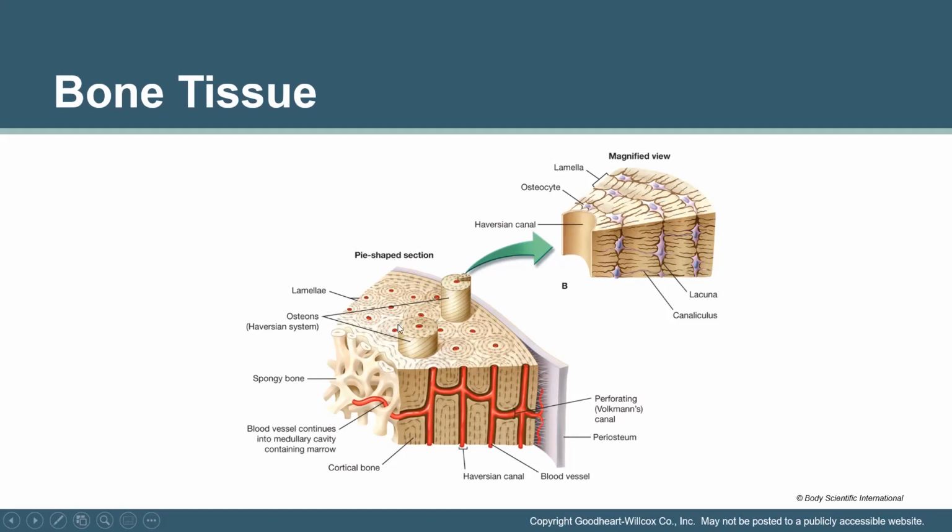These shapes within the cortical bone look like tree rings. These units are called osteons, and they have what's called a Haversian canal or Haversian system. In the center of this system is the canal. Within this canal, we're going to house the blood supply to and from bone.